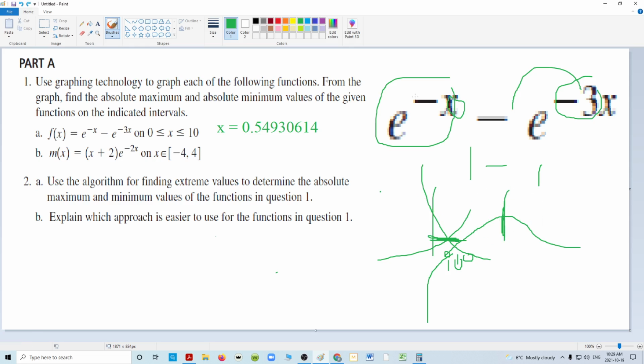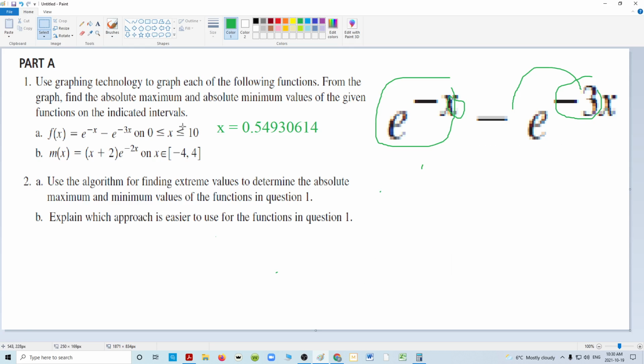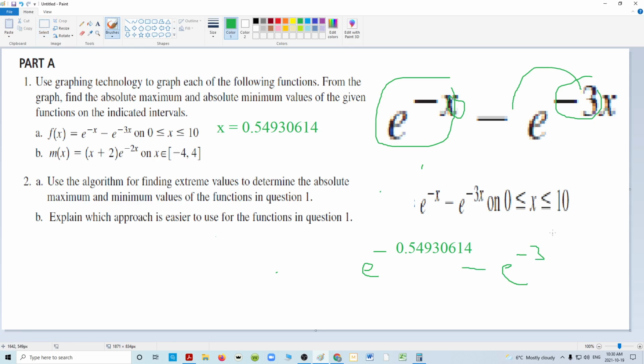But I also knew that this one would have a moment where it's slightly above this one, simply from my knowledge of the function itself. And I'll graph it for you. But now we have to figure out what is the y value when x is 0.5. So I have to take e to the negative this minus e to the negative 3 times the same thing.